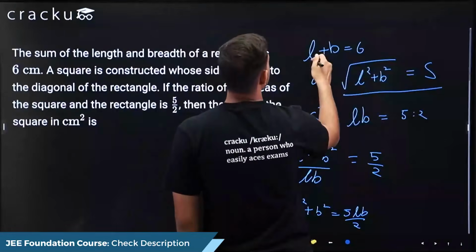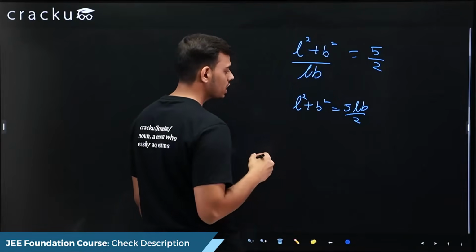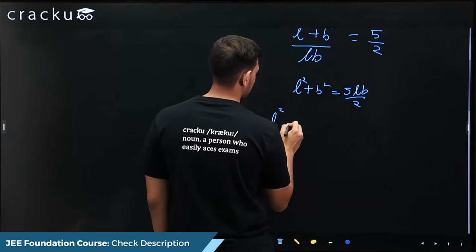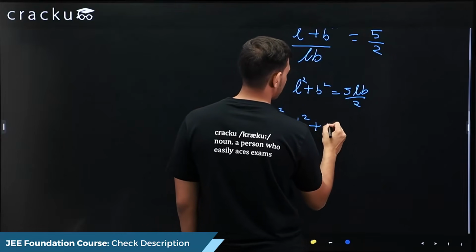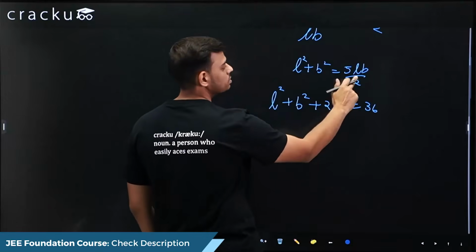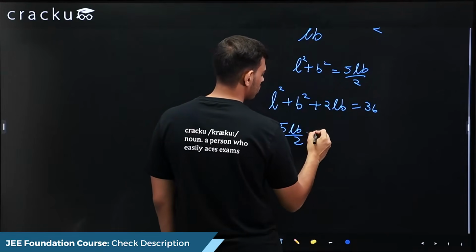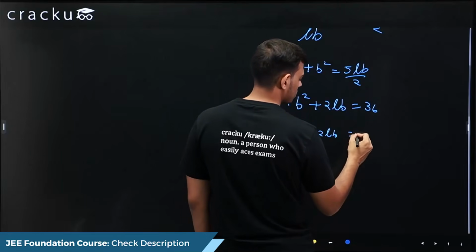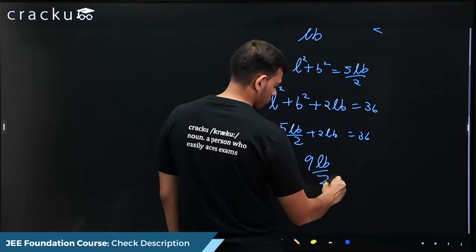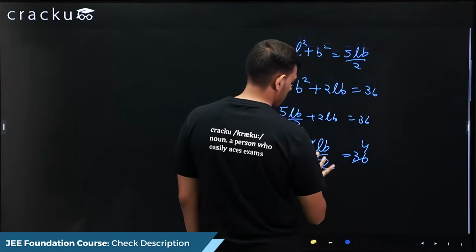I'm also given L plus B. If I square on both sides, I'll get L square plus B square and I'll get LB also. Square of L plus B is L square plus B square plus 2LB equals 6 square, 36. L square plus B square is 5LB by 2, plus 2LB equals 36. This is 9LB by 2. 9 times 4. LB equals 8.